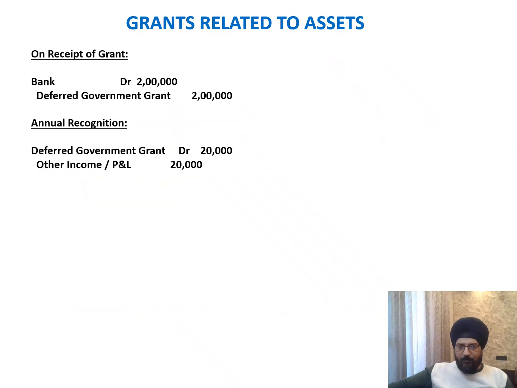Okay, so we already spoke about this, that on the receipt of the grant, we have to debit the bank account and then credit the deferred government grant. And then every year, we have to debit the deferred government grant and credit the P&L, which is our other income. So we'll move to the next slide.